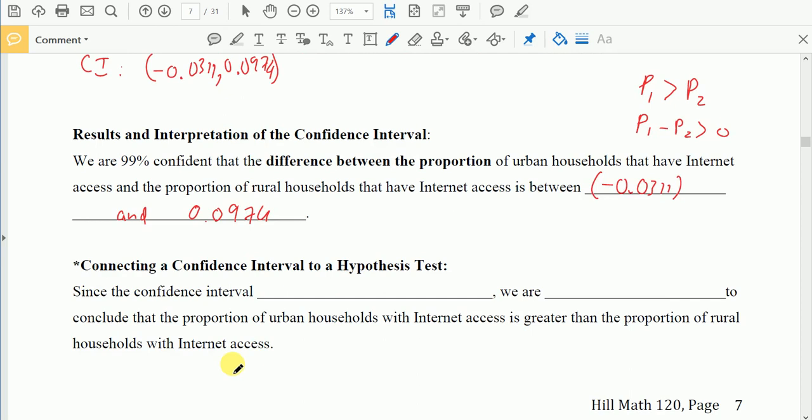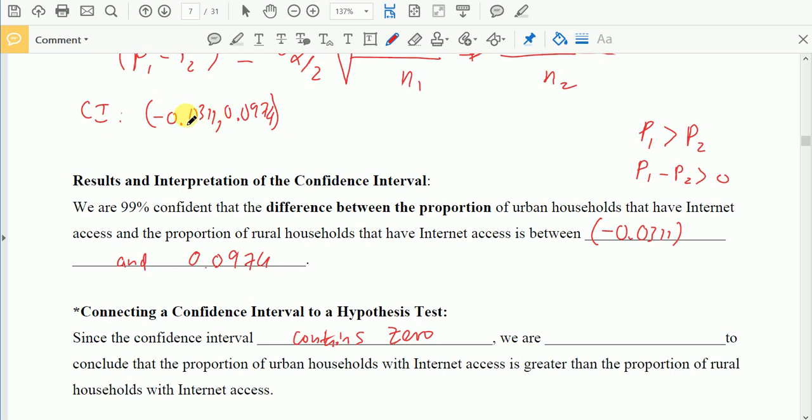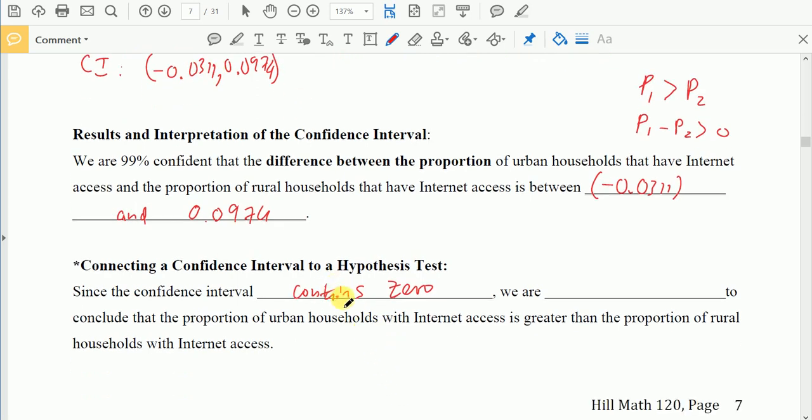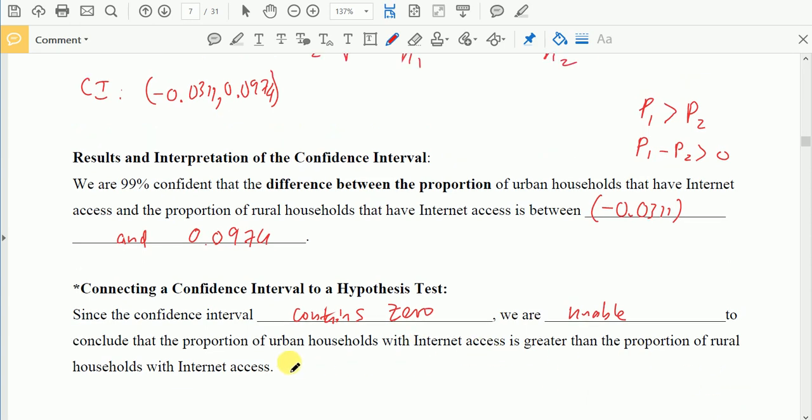However, because the confidence interval contains a zero, because we are going from negative to positive, it also contains a zero. So we are unable to conclude that the proportion of urban households with the internet access is bigger than the proportion of the rural households with the internet access.